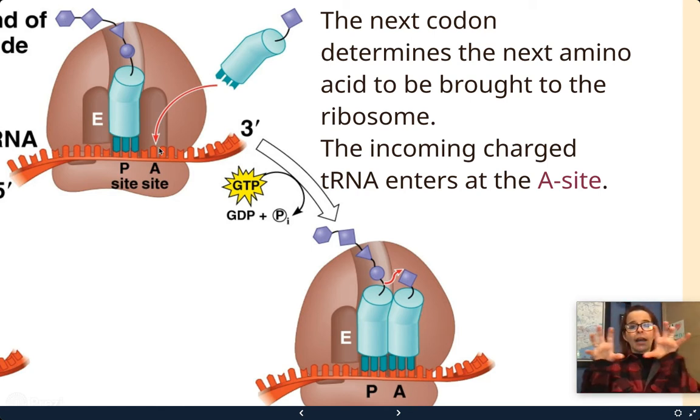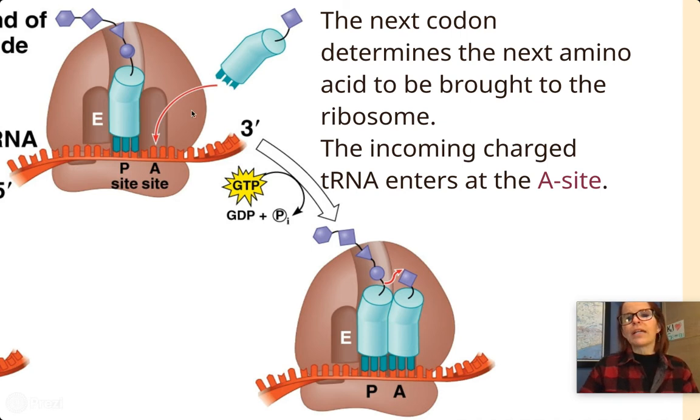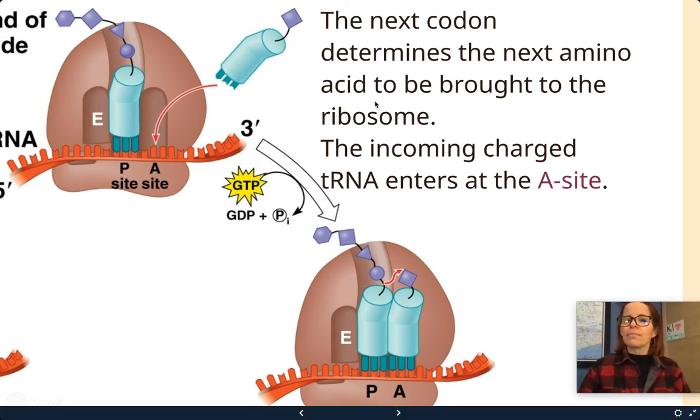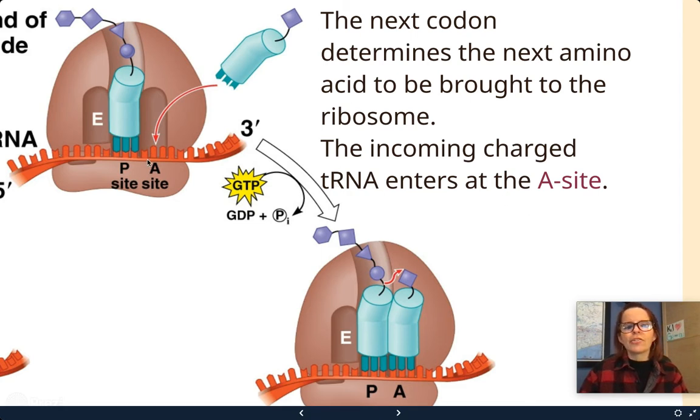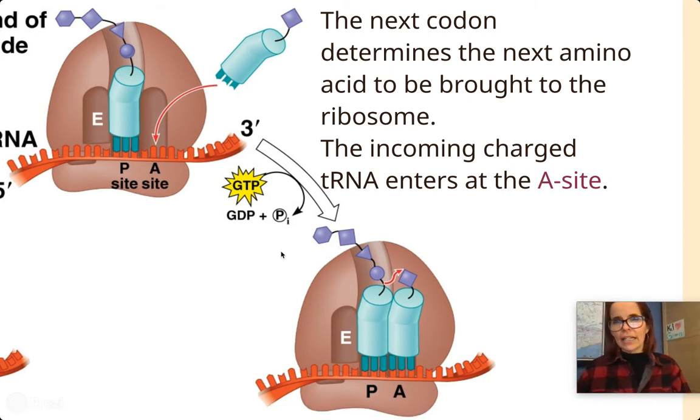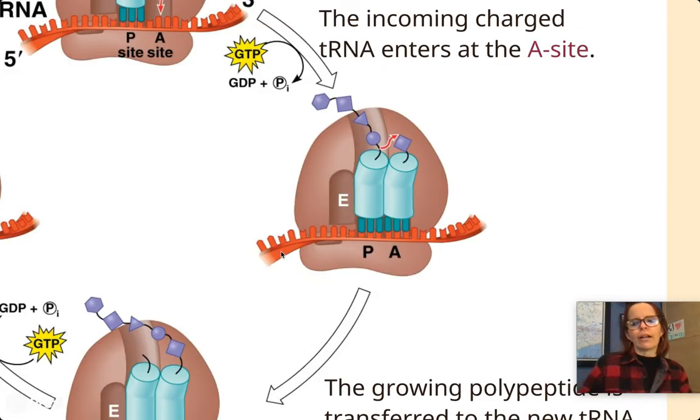But after the ribosome has shifted over by 3, the next codon determines the next amino acid to be brought to the ribosome. So whatever these 3 letters are, that's going to determine which of the trucks that has that anticodon, which truck is going to come up and drop off its amino acid. The incoming charged tRNA enters at the A site. This is where it enters. With a little bit of GTP used, remember GTP is like ATP. It speeds up the process, makes it a little bit faster, more efficient, whatever.